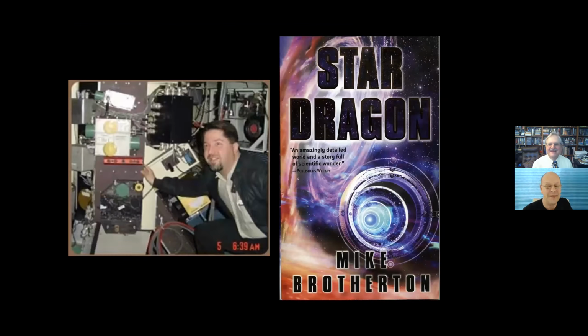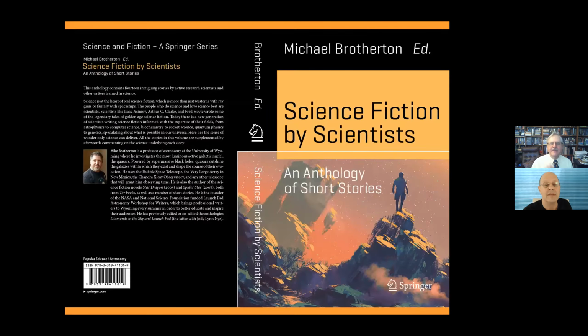Mike Brotherton is an astronomer at the University of Wyoming, who not only writes his own science fiction, but has done a real service for the community by collecting together science fiction written by astronomers. He has a free collection on the web that you can access. And then recently, Springer let him put together a collection that they published called Science Fiction by Scientists. I was thrilled to have one of my stories included in this collection. So I'm glad that that's still available. That's something you can get.